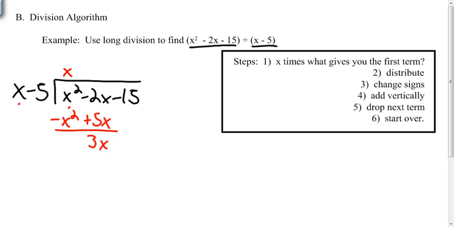Now we are looking at how x goes into 3x. So x going into 3x, that one is going to have a coefficient value. So that's going to be positive 3. 3 times x gives us that 3x. 3 times negative 5 is negative 15. We drop this negative 15 down.